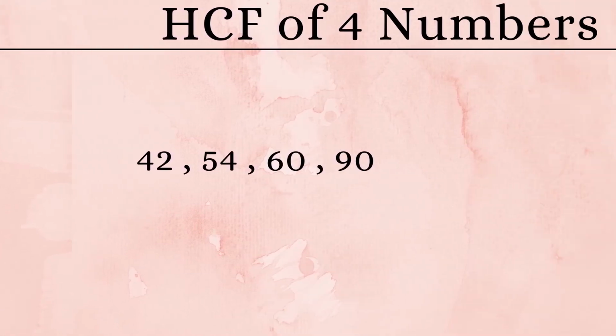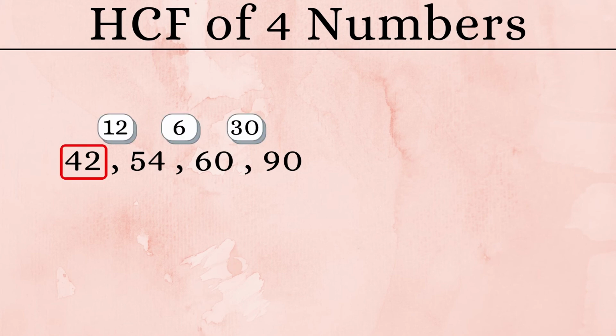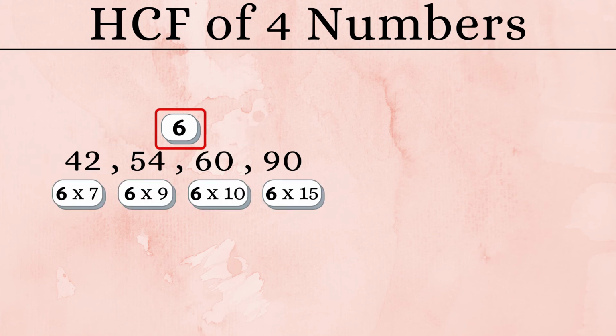Next example, 42, 54, 60 and 90. The smallest of them all is 42 and the differences are 12, 6 and 30. So considering 6, we find that all the 4 numbers are multiples of 6. Hence, the HCF of 42, 54, 60 and 90 is 6.